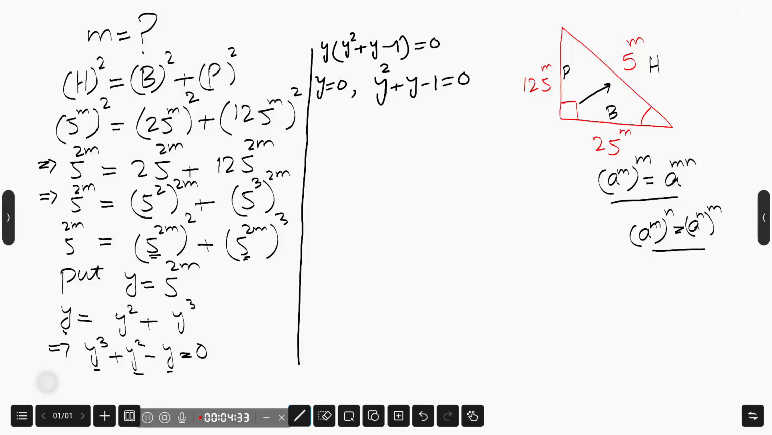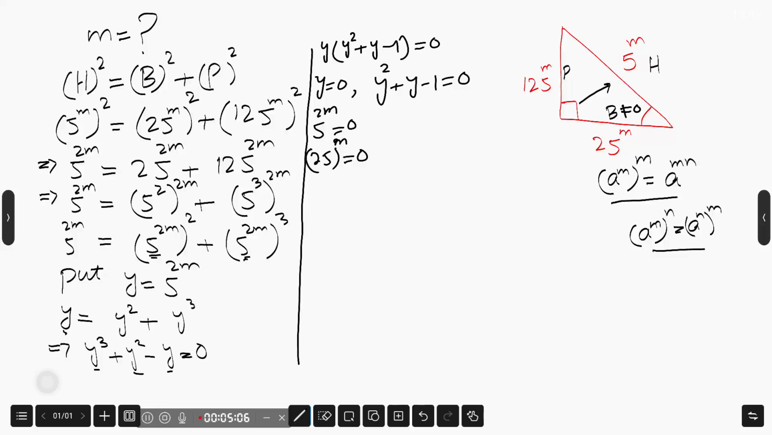Here our y is 5 to the power of 2m. So if we take 5 to the power of 2m equals 0, note that 5 to the power of 2m is the base of this triangle, because we write it as 25 to the power of m equals 0. And we know that in a right triangle, any side length cannot be 0. So this is the base of our right triangle, so it cannot equal 0.